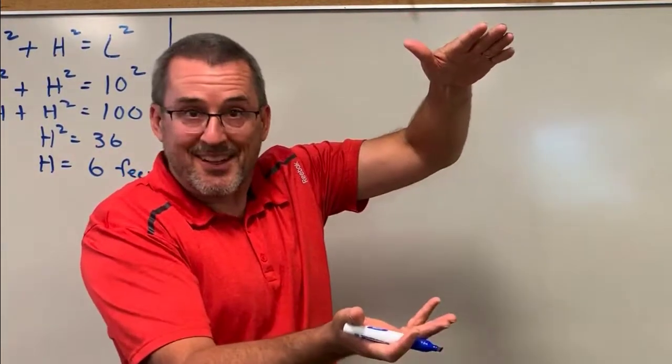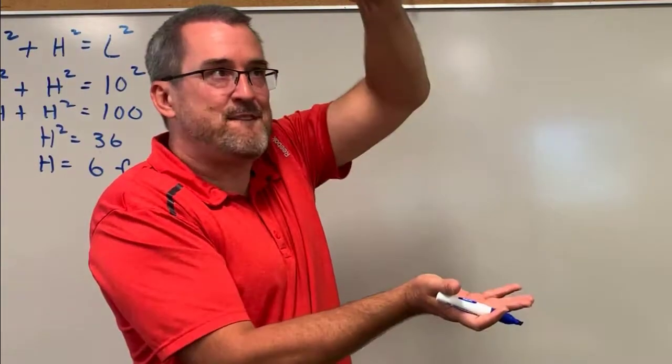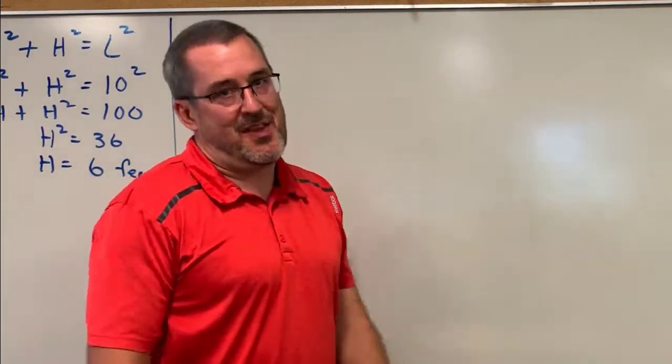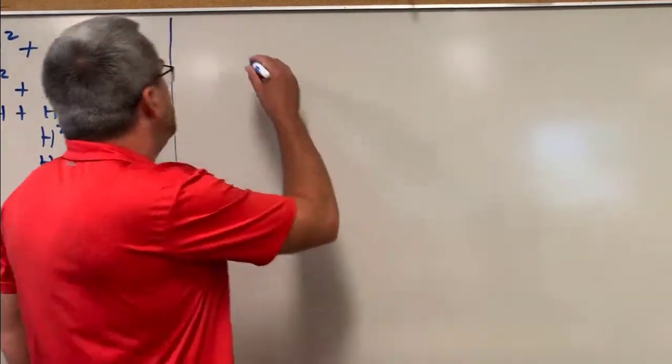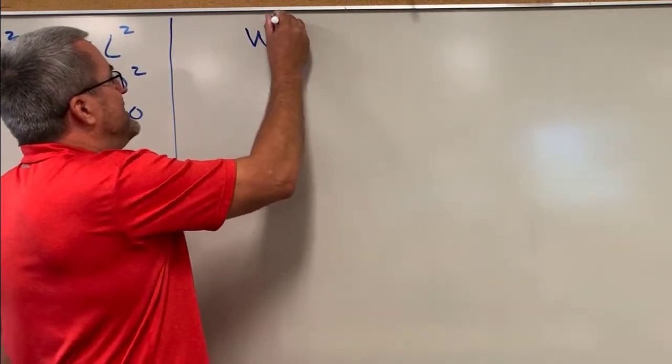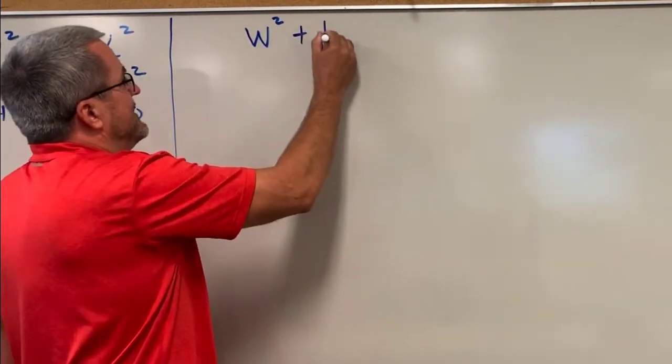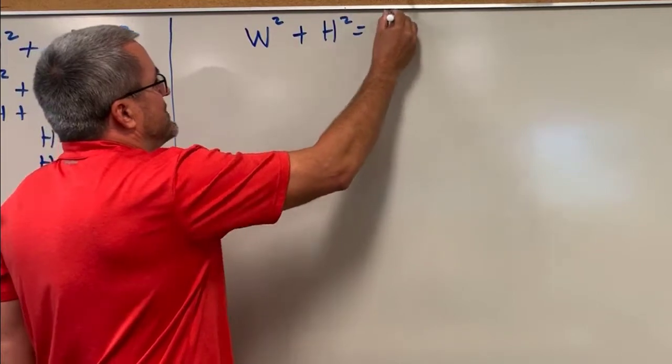But things are still moving, and we want to know how fast that vertical height is changing at that moment. So let's return to our Pythagorean theorem: w squared plus h squared is equal to L squared.